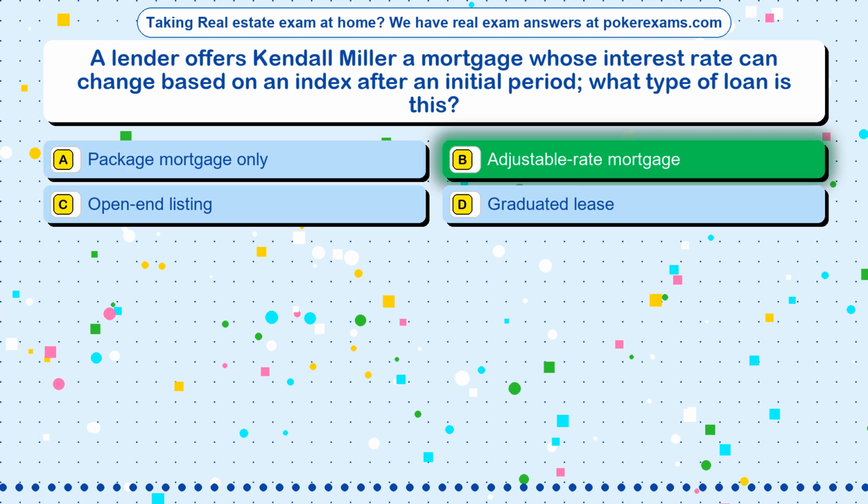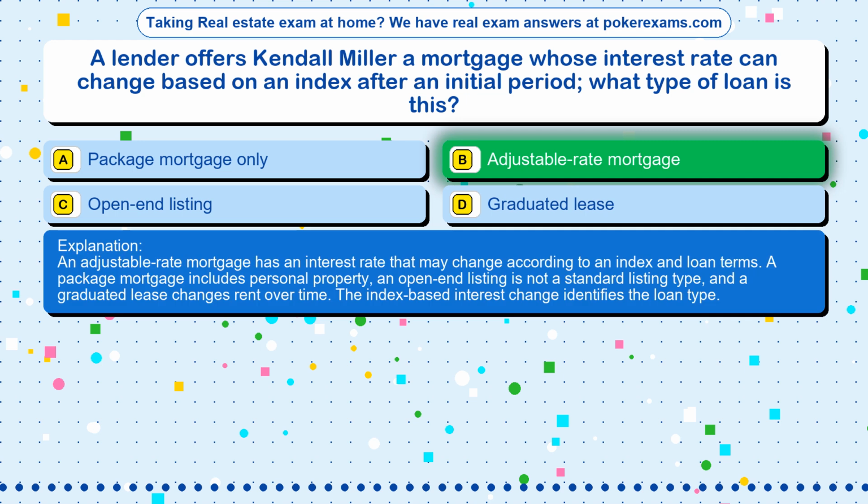The correct answer is option B. Adjustable rate mortgage. An adjustable rate mortgage has an interest rate that may change according to an index and loan terms. A package mortgage includes personal property, an open-end listing is not a standard listing type, and a graduated lease changes rent over time. The index-based interest change identifies the loan type.